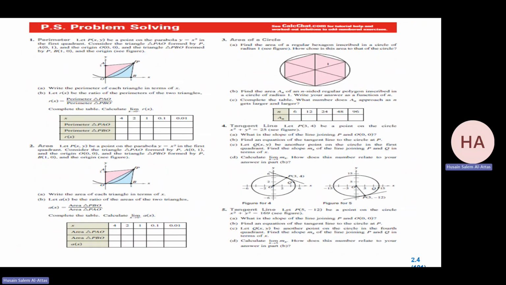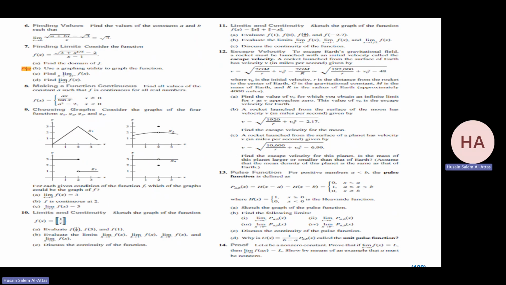Now we'll go to this problem solving, where they have some problems. I think these are word problems. We have some problems here. We'll do them, which is number 6. Let me do them here.